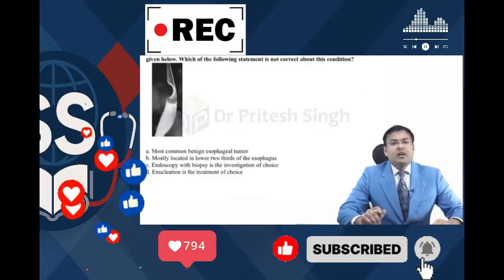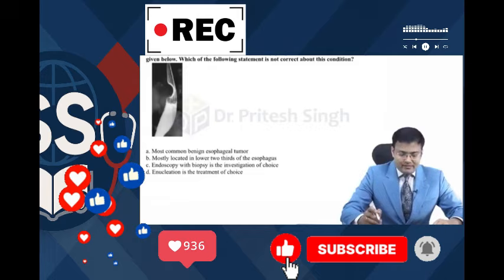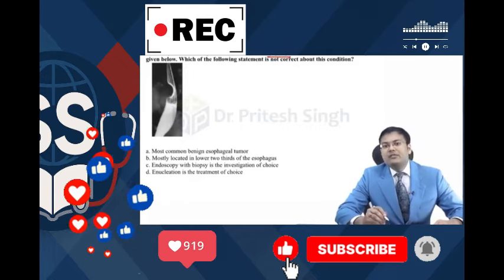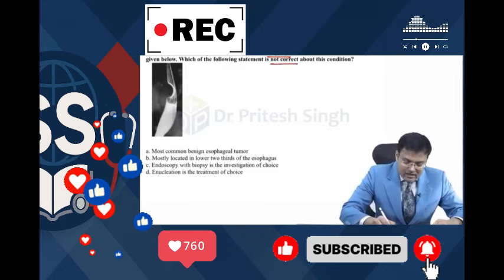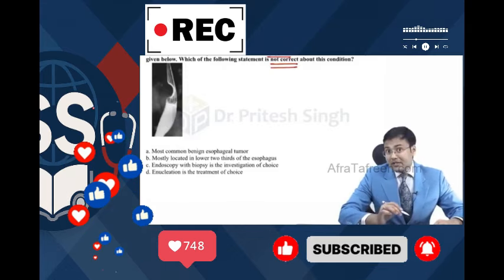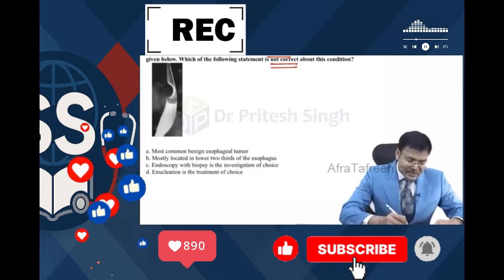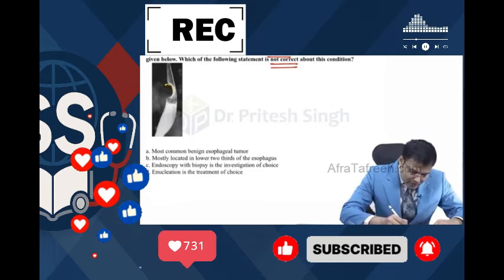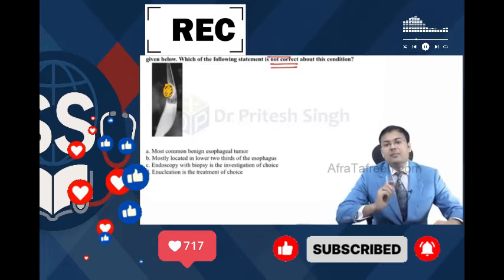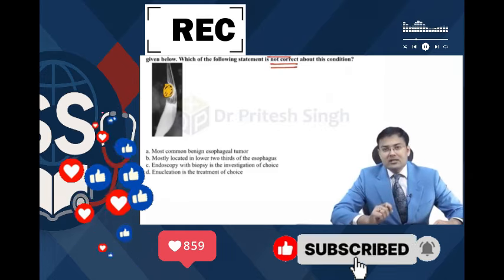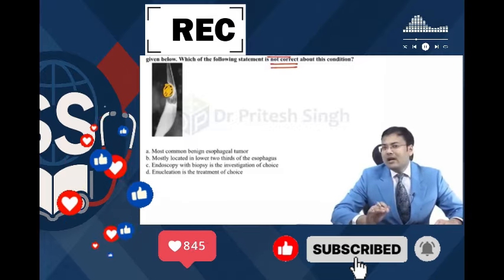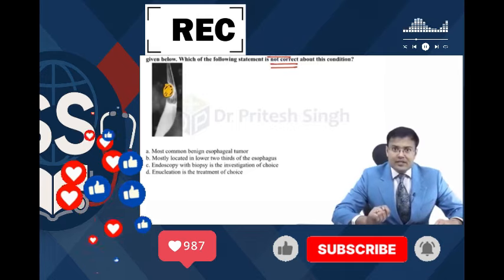Have a look of this question. A 40 years old male presented to OPD with dysphagia. The barium swallow finding is given below. Which of the following statement is not correct about this condition? Now what is the diagnosis? On the basis of this barium swallow finding, you can see that there is smooth punched out filling defect. What is the cause of this smooth punched out filling defect? The cause is some benign tumor, and that is what? Leiomyoma. Leiomyoma is the most common benign tumor of esophagus.